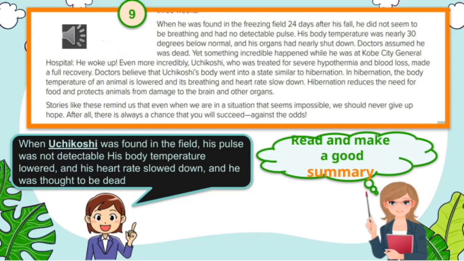When Uchikoshi was discovered in the field, his condition was quite alarming. His pulse was not detectable at all, which immediately suggested he was in a critical state. His body temperature had dropped significantly, indicating he was losing vital signs. Additionally, his heart rate had slowed down considerably, leading many to believe that he had passed away.